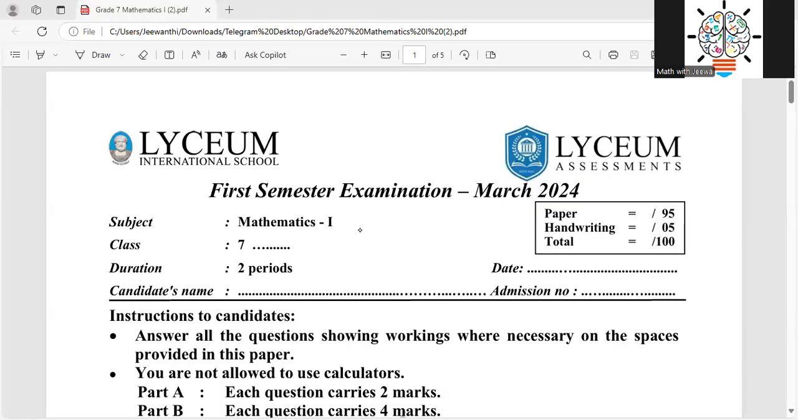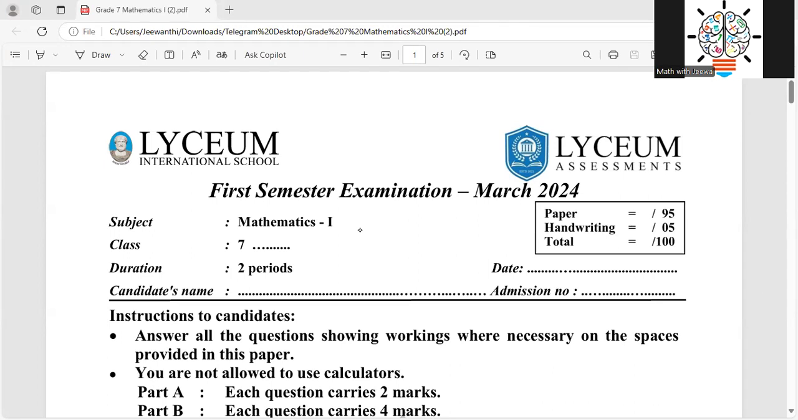Hello children, so this is the grade 7, March 2024, first semester examination, paper 1. You know from grade 7 onwards, you have paper 1 and paper 2. From this time onwards, you are going to experience the new structure of the papers and the new set of examination rules and everything. We'll see how it works from this semester exam onwards.